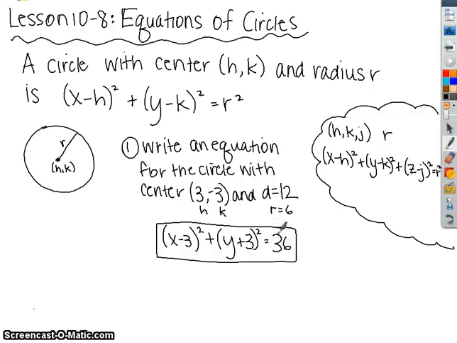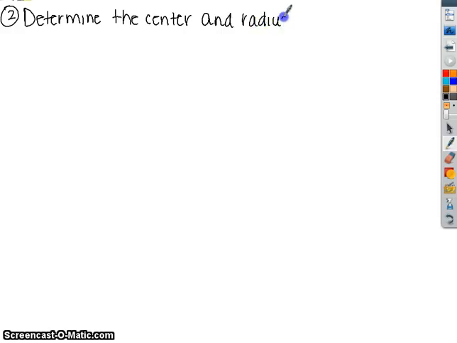All right. So you're going to see a couple of problems like that that will ask you to write an equation given this information. Second example, going the reverse way. The directions will say something like this: determine the center and radius for each circle, or something like that.